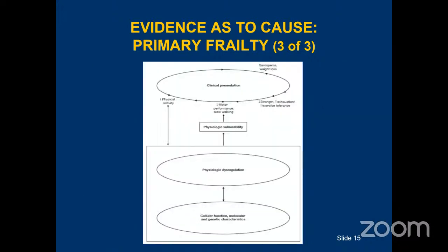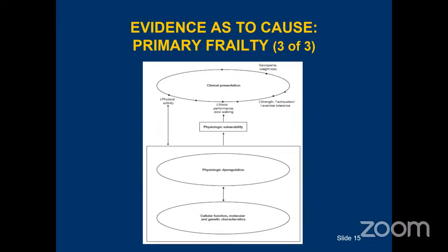So here we're going to say, as you can see, there is a connection between clinical presentation, physiological dysregulation, and cellular function and molecular genetic characteristics. Research indicates that the vulnerability and the clinical presentation of the frailty syndrome results from an aging-associated dysregulation of the complex biology of interacting systems which maintain a robust organism. Complex system biology is compromised.